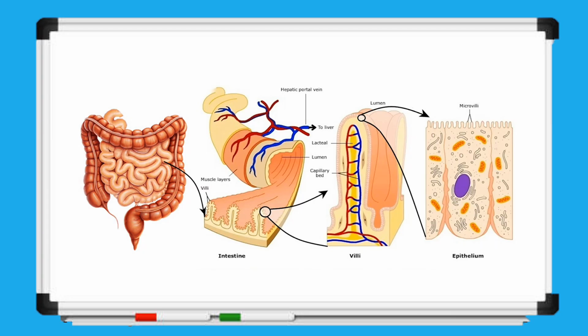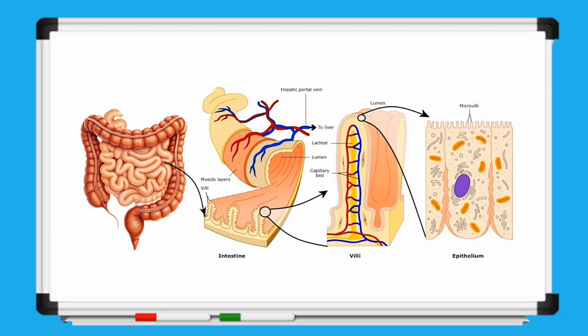The capillary bed absorbs digested carbohydrates, like monosaccharides, and proteins in the form of amino acids. These are then carried through the hepatic portal vein straight to the liver for further processing. Meanwhile, the lacteal takes up digested fats, specifically fatty acids and glycerol, which are transported into the lymphatic system before eventually entering the bloodstream. On the surface of each villus, we also find the epithelium, which is made of epithelial cells. These cells have countless tiny projections called microvilli, forming what we call the brush border. The microvilli not only increase surface area even more, but also help complete the final stages of digestion and absorption.